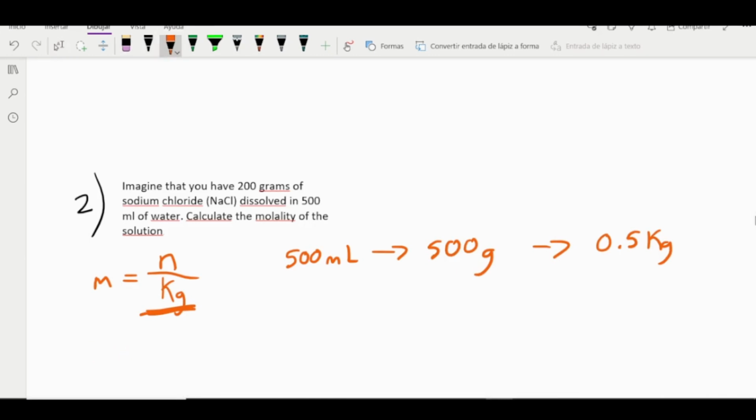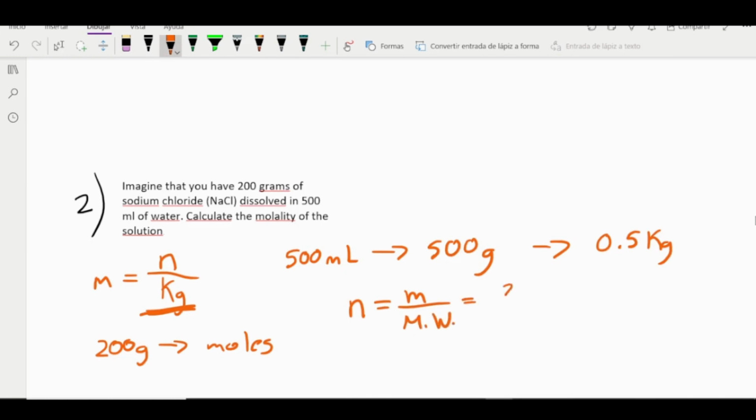Here we don't have the moles. We have the grams. So we need to transform these 200 grams into moles. The way that we need to do this is applying the formula about the moles. How can we transform grams into moles? Well, moles equal mass divided by molecular weight.